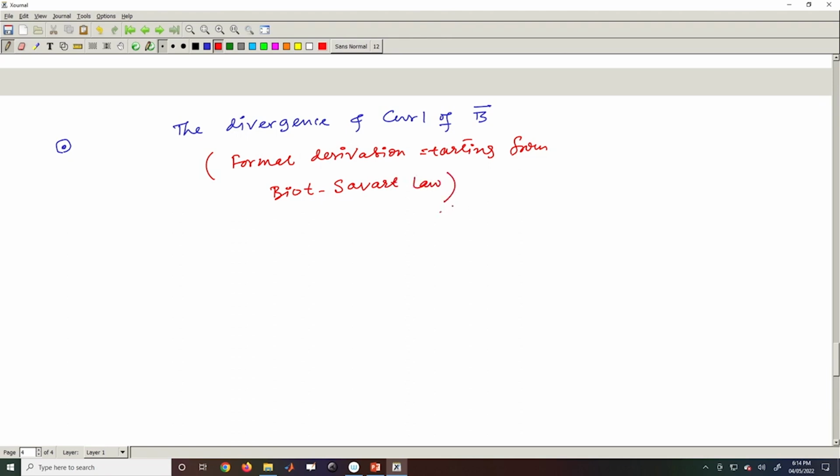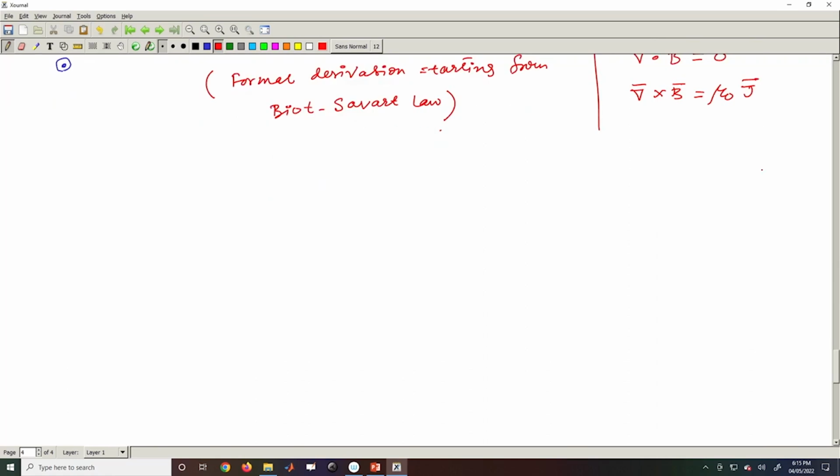So now the result is already known, that divergence of B we should get 0 and curl of B in magnetostatics it should be mu 0 J. But exploiting the Biot-Savart law, the formal derivation is there. So, we will try to do that here.